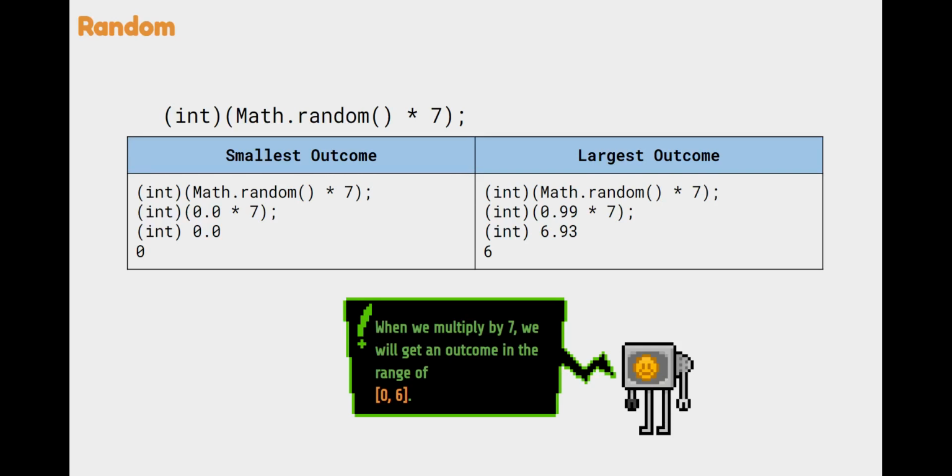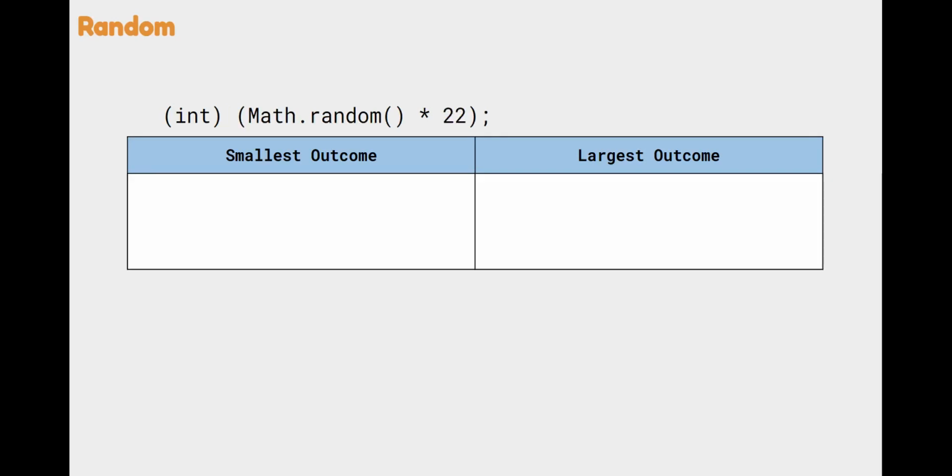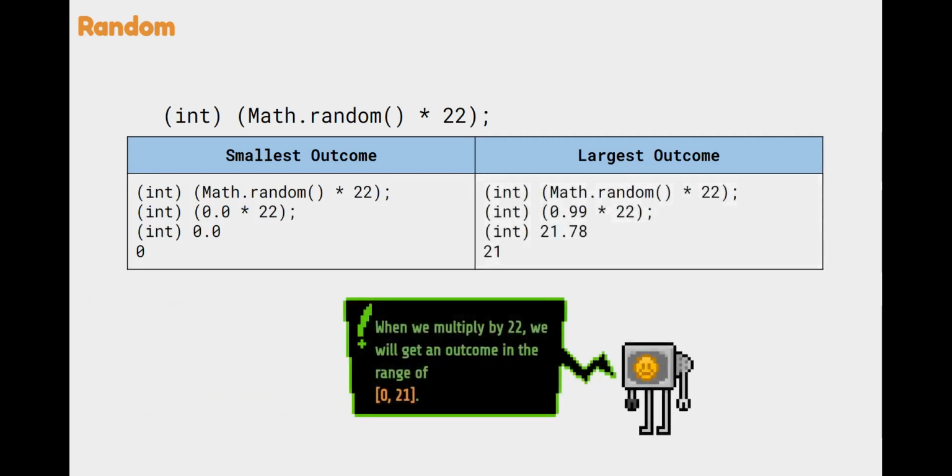Which makes sense. When we multiply that number by 7, we get every value up to but not including 7. Looking at it again, this time multiplying it by 22. On the smallest side, we will get 0 times 22, which is 0. On the largest outcome of math.random, we get 0.99 times 22, which then will evaluate to a 21. So when we multiply by 22, we will get outcomes in the range of 0 through 21 inclusive, which just happens to be 22 values.